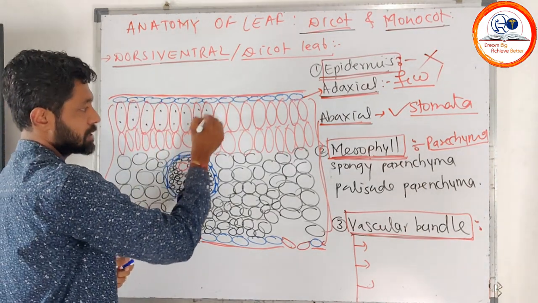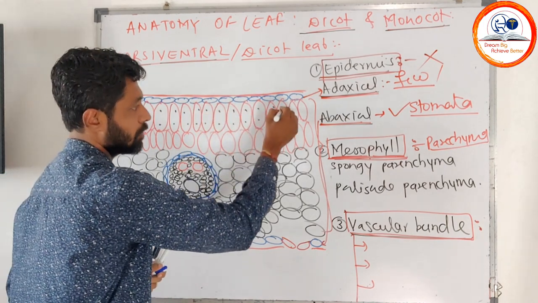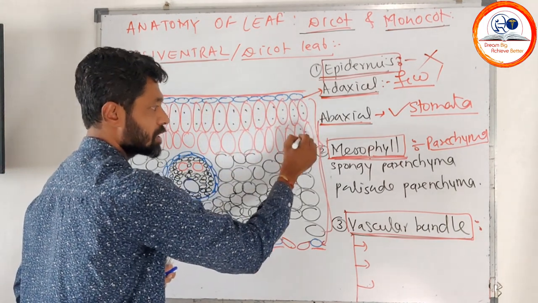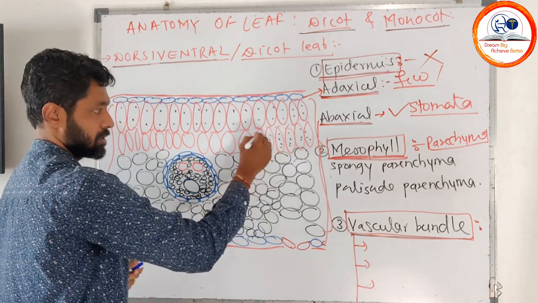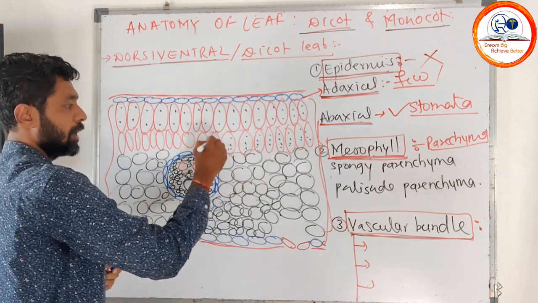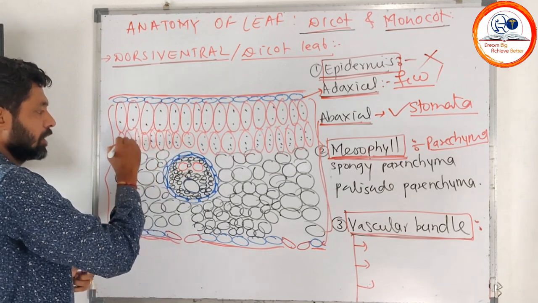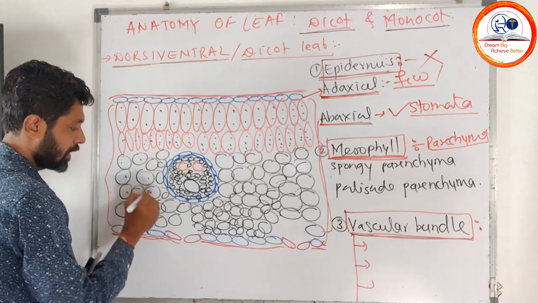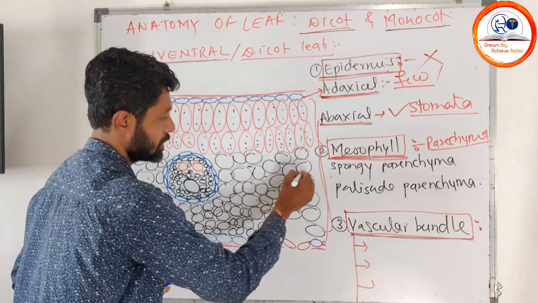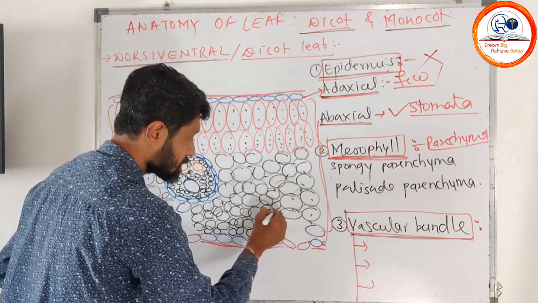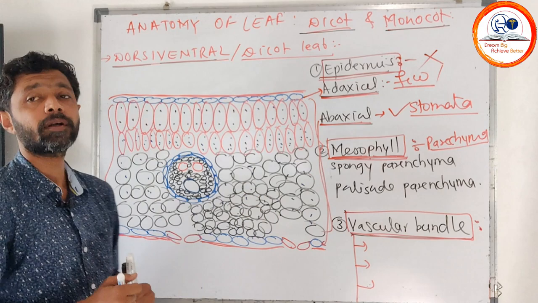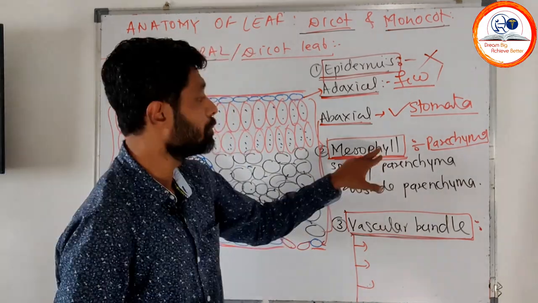These cells are considered chlorenchyma. Normally we call them parenchyma, but as these parenchyma have chloroplast, we call them chlorenchyma, and these parenchymatous cells which have chloroplast are considered photosynthetic. So everywhere there will be presence of chloroplast in these parenchymatous cells, and as they are present between the upper epidermis and lower epidermis, we call them mesophyll cells.